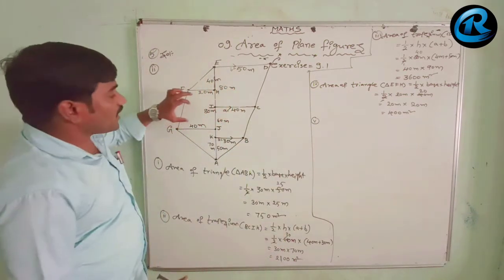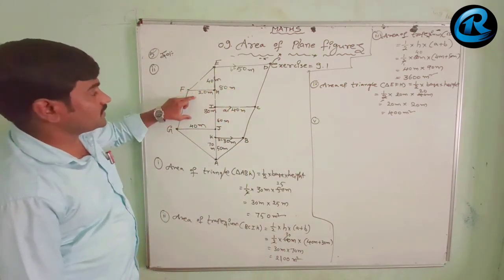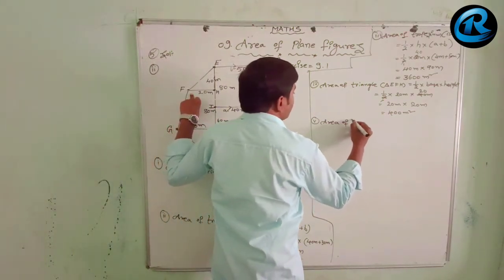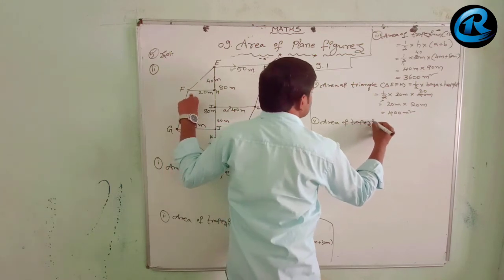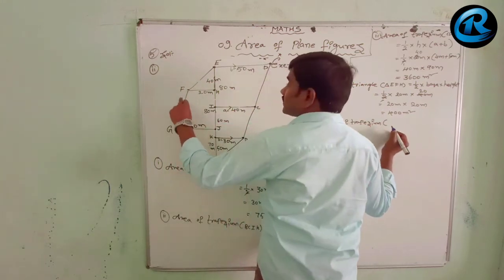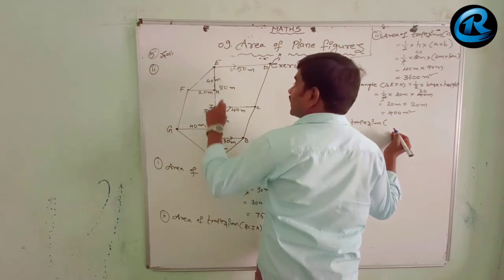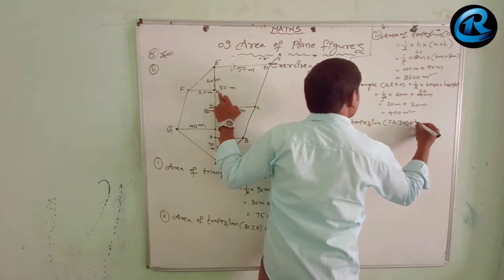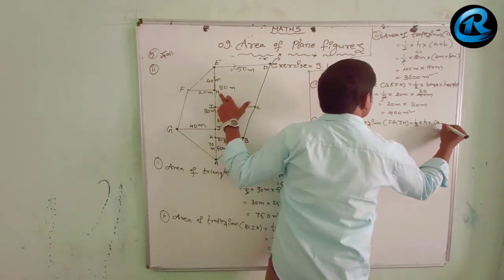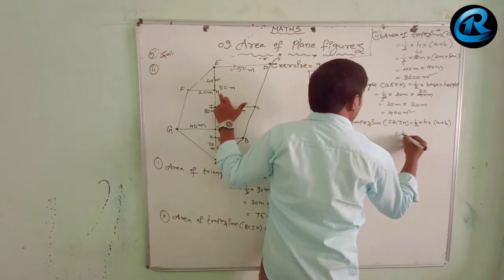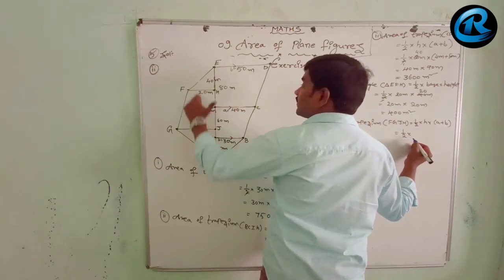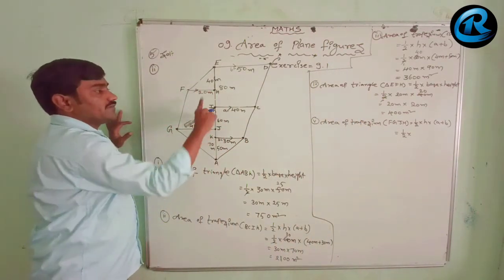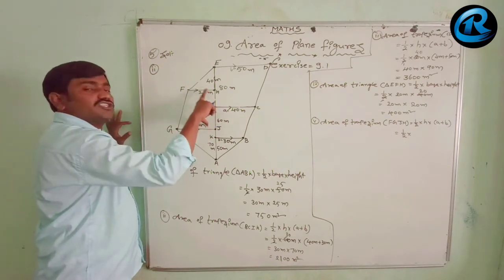Then go for the fifth one. Now it is again a trapezium that appears here. Then let us find out the area of trapezium. Area of trapezium. Name is FGJH, that equal to 1 by 2 into H into A plus B. That equal to 1 by 2 into H. The height between these two parallel sides is 80 meters. See, this is the 80 meters height between these two parallel sides.